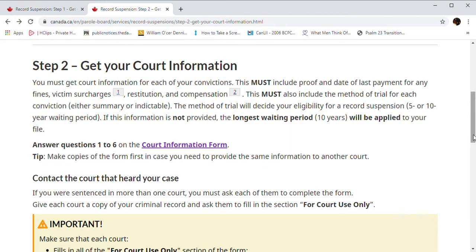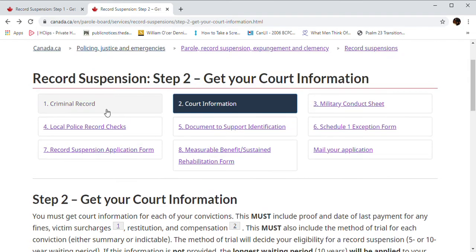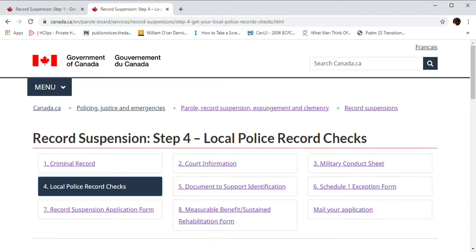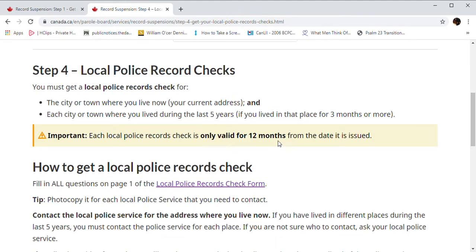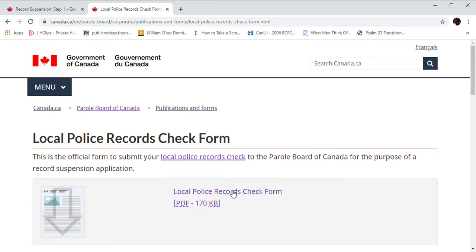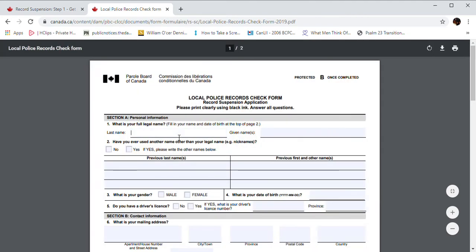Okay, let's go back up. We did criminal record. That's just you getting your prints. Then the court information sheet. I'm going to ignore the military conduct sheet because most of you have not been in the military, so let's skip that. Local police check. This one is critically important. And remember, it's only good for 12 months from the date signed, so just keep that in mind. Download again. Again, Scott.